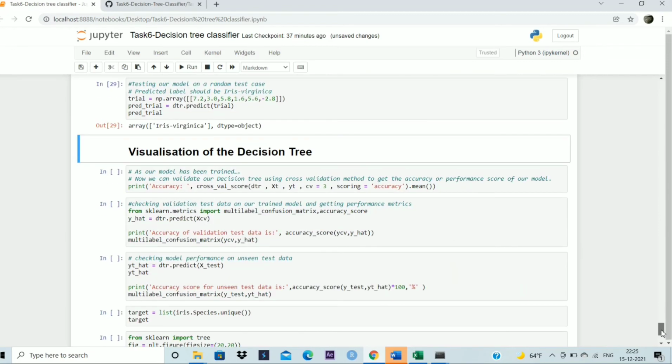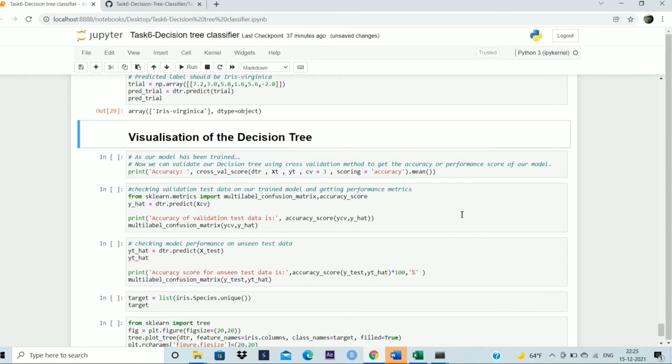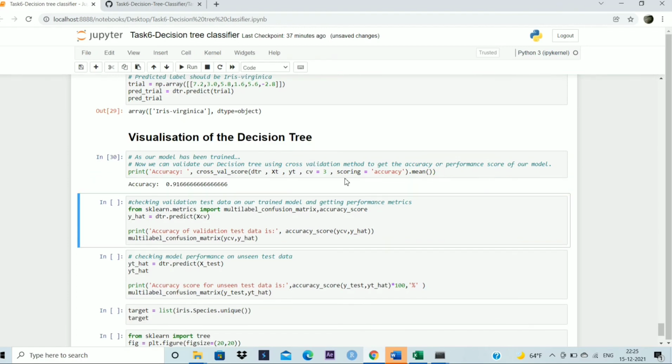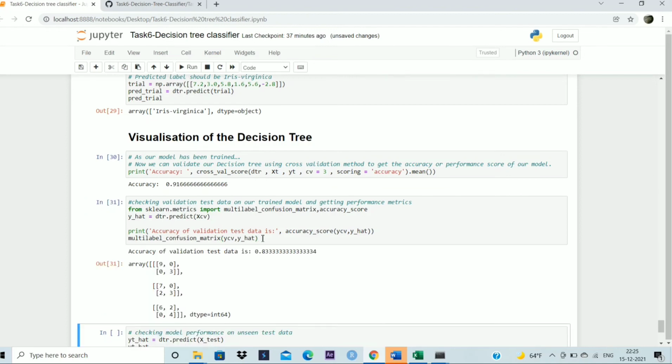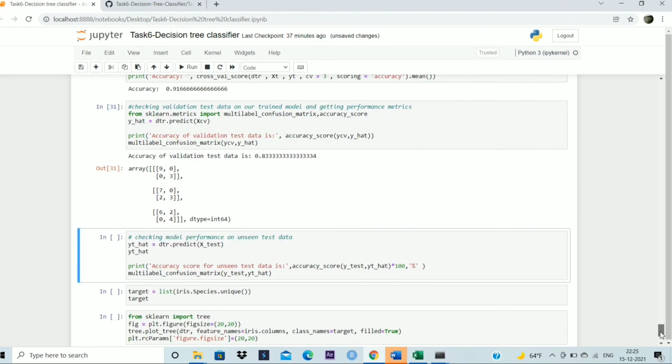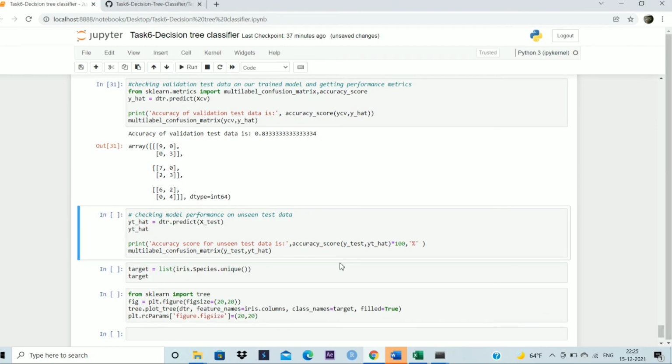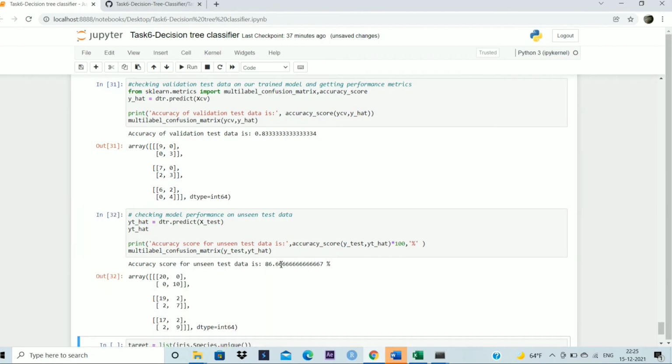Next, the visualization of the decision tree. But since our data is already trained, we can try a cross validation by using the accuracy method. So we have 91.6% accuracy, and also the validation test has an accuracy of 83%. Next, the accuracy score for unseen test data is 86% nearly.